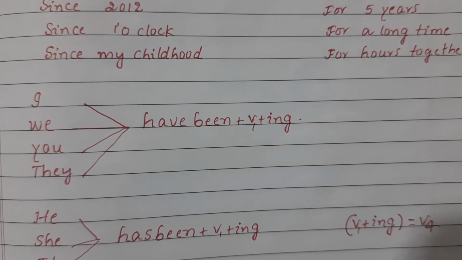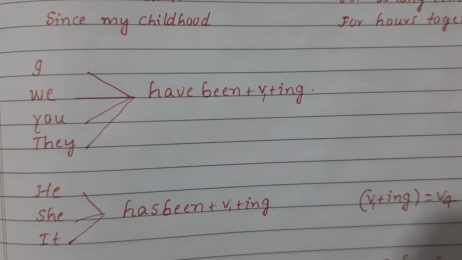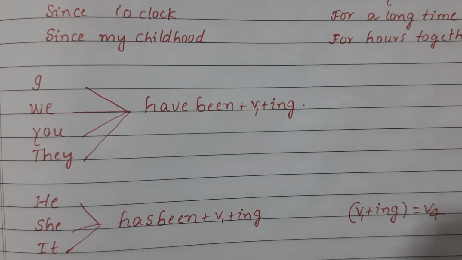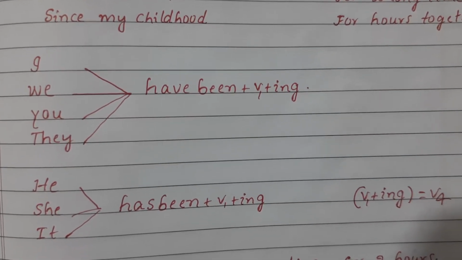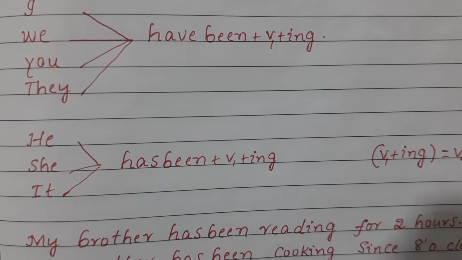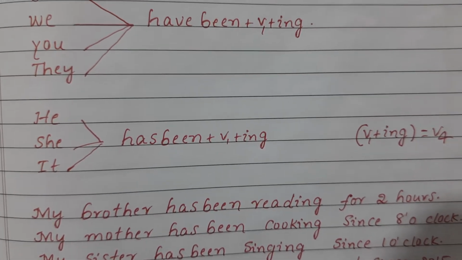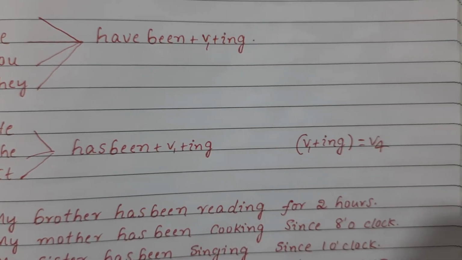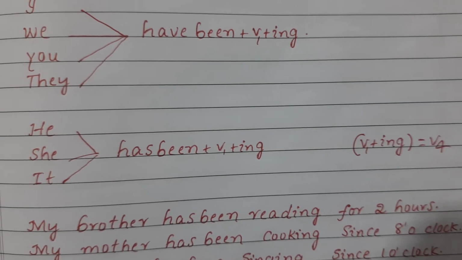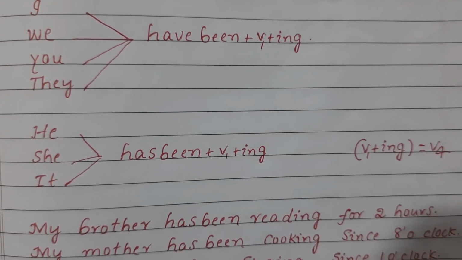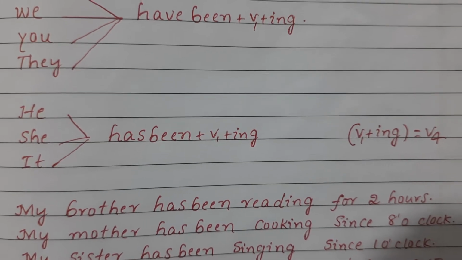I have been working. We have been working. You have been working. They have been working. If the subject is third person singular, we have to use has been plus V1 plus ing form. V1 plus ing form is equal to V4. We can also call it V4. He has been playing. She has been playing. It has been playing.